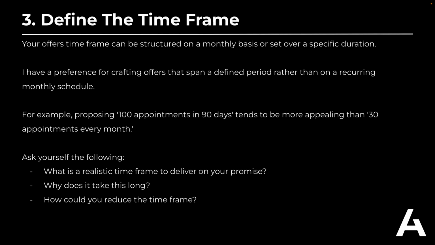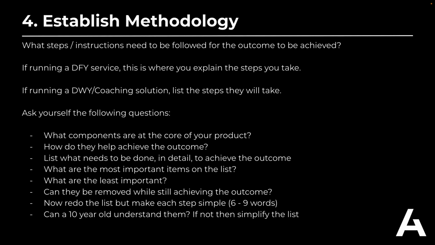Number 4, establish methodology. What steps, instructions need to be followed for the outcome to be achieved? If running a done-for-you service, this is where you explain the steps you take. If running a done-with-you coaching solution, list the steps they will take. Ask yourself the following questions. What components are at the core of your product? How do they help achieve the outcome? List what needs to be done in detail to achieve the outcome. What are the most important items on the list? What are the least important?